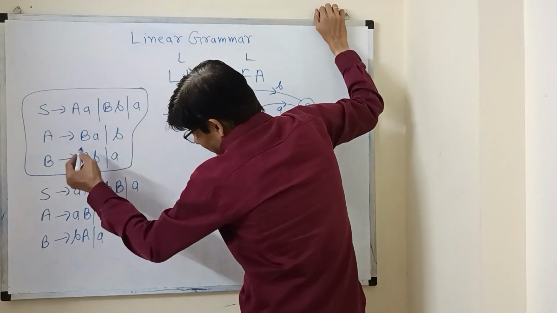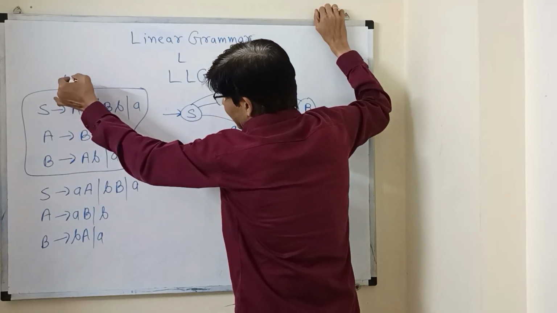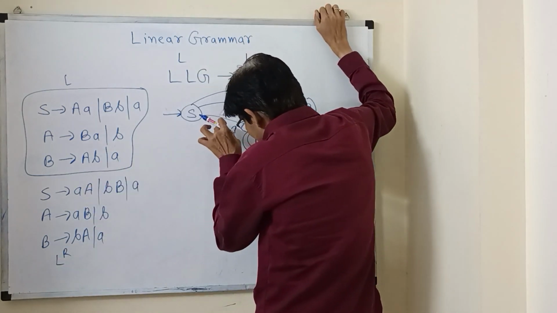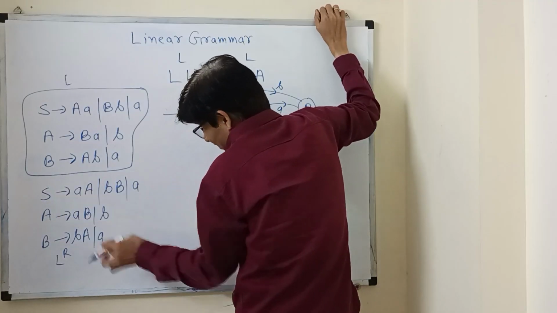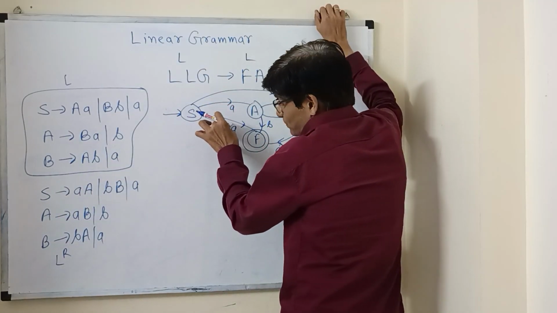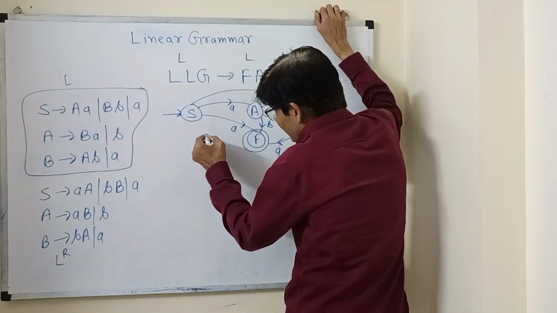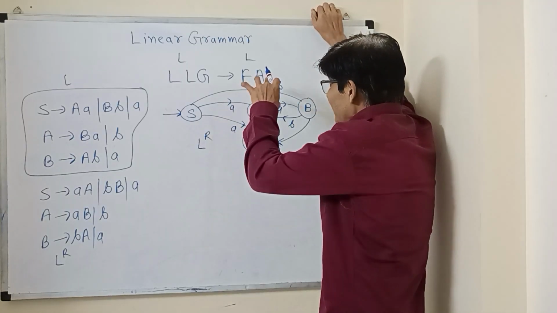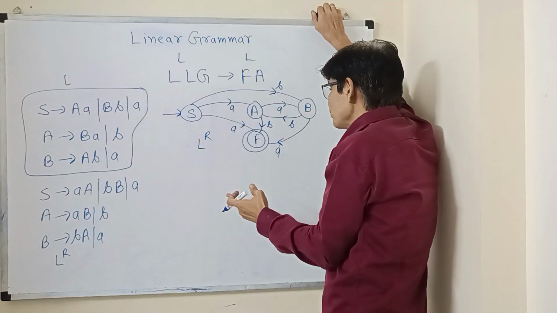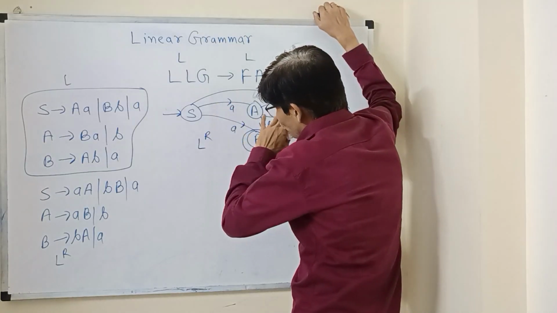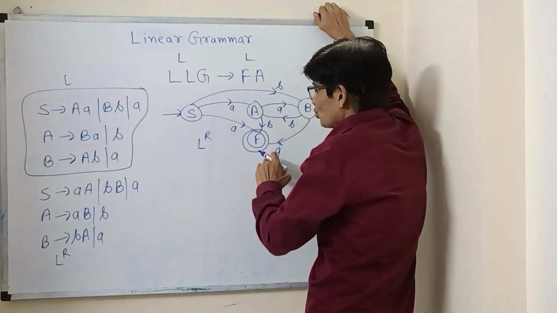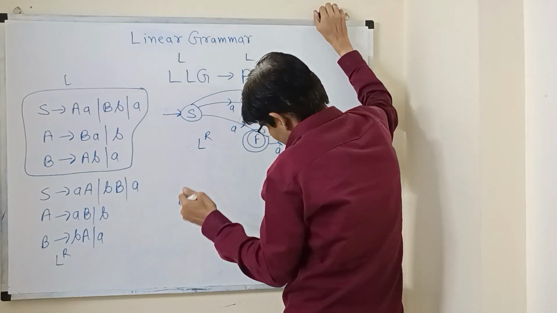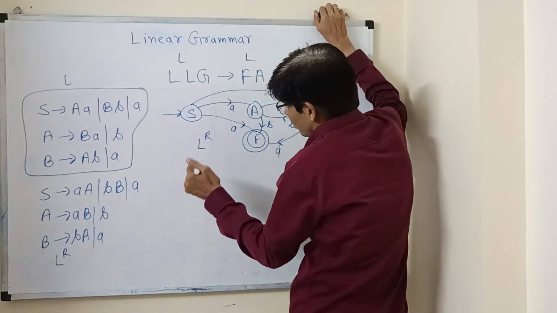Now, the language of this grammar is the reversal of L. And as this finite automata is for this grammar, the language accepted by this particular finite automata will also be the reversal of L. Now we need to create a finite automata to accept L. So how would we create it? We can convert the initial state into a final state and the final state into an initial state, and reverse the directions of all transitions.